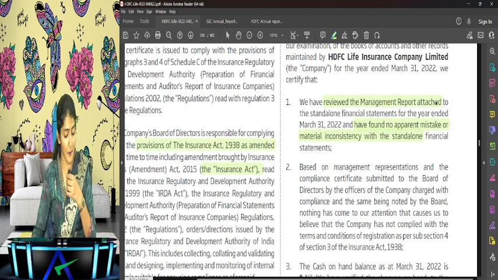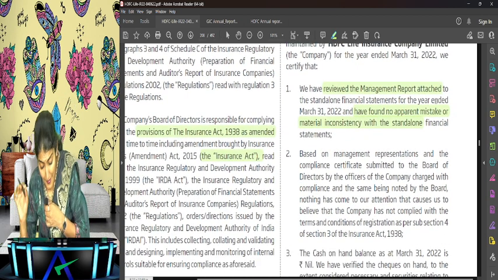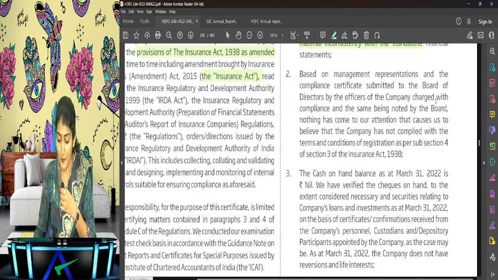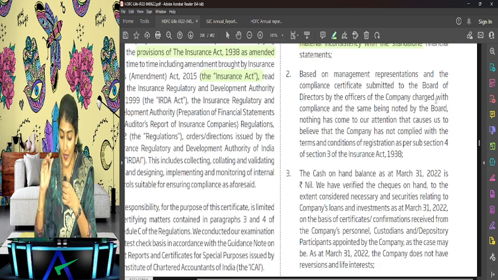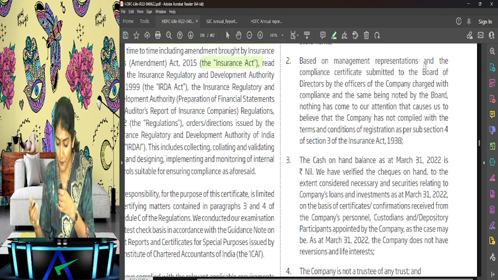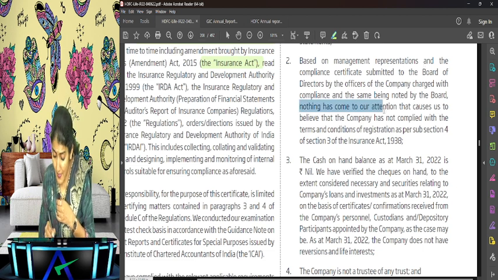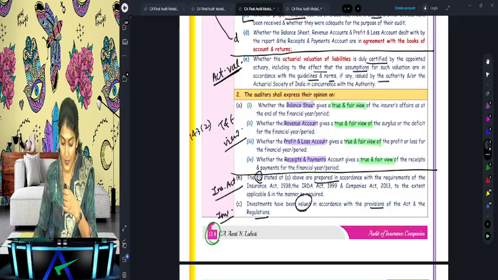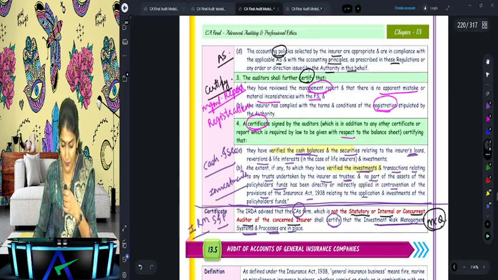We have reviewed the management report and there is no apparent mistake or material inconsistency. Then what does it say? Based on the management representation and the compliance certificate, what does it say? Nothing has come to our attention, submitted to the board of directors by the officers, and the same being noted, nothing has come to our attention that the company has not complied with the terms and conditions of the registration. That means the company has complied with the terms and conditions of the registration.